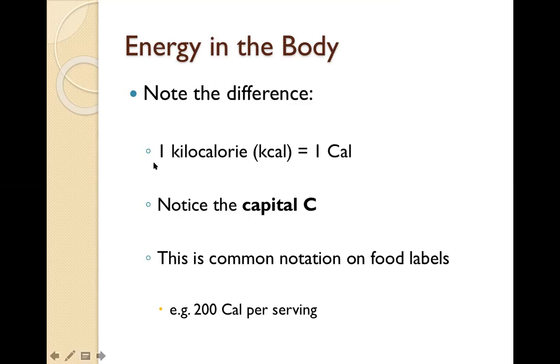That 1 kilocalorie is actually equal to 1 calorie, but notice that the C is capitalized. This capital C calorie is a food calorie. And so if you ever see kilocalories on your food label, it's still referring to the same number of calories with a capital C. If you look at any food label, the word calorie is capitalized, and it's capitalized on purpose because it has to be capitalized. It's a common notation on many food labels, so it might say 200 cal, but with a large C, A, L.